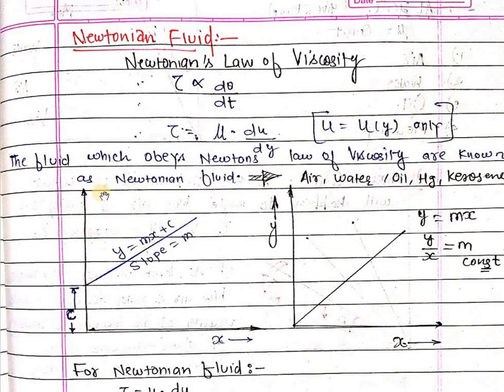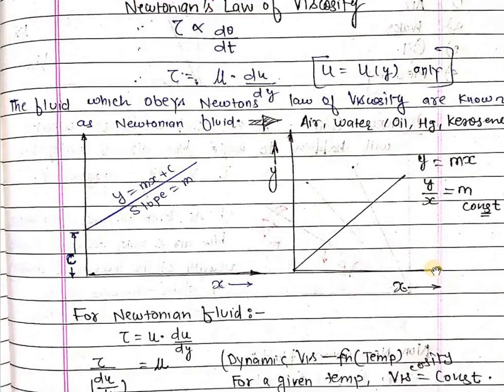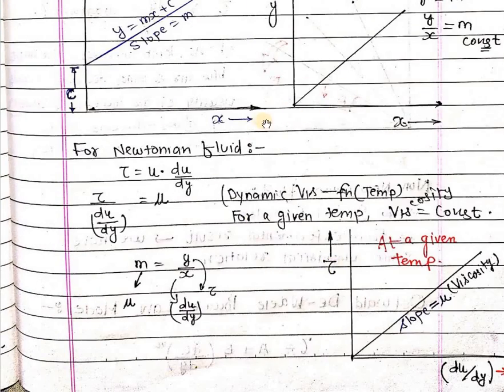We know that the straight line equation is given by y is equal to mx plus c, where c is the intercept and m is the slope of the line. The slope is constant. So we can write the equation as y is equal to mx. If intercept is 0, the line must pass through the origin. So y by x is equal to slope, which is constant value. So for the Newtonian fluid we can have the slope as such: tau is equal to mu times du upon dy. We can write mu as tau upon du over dy.